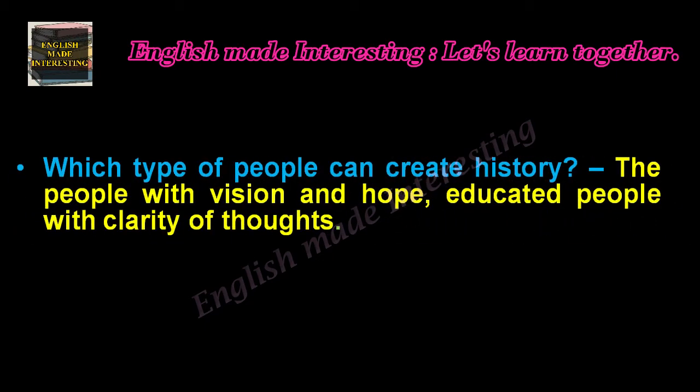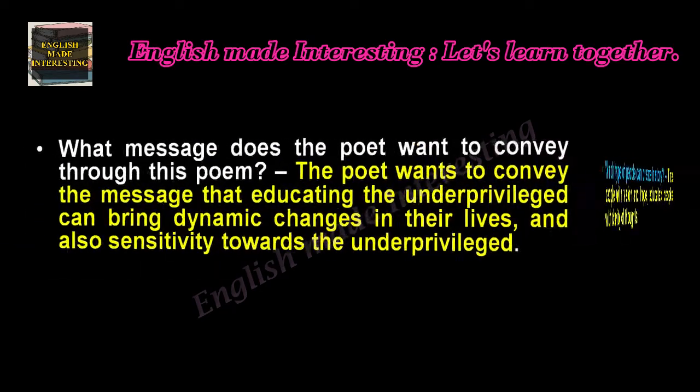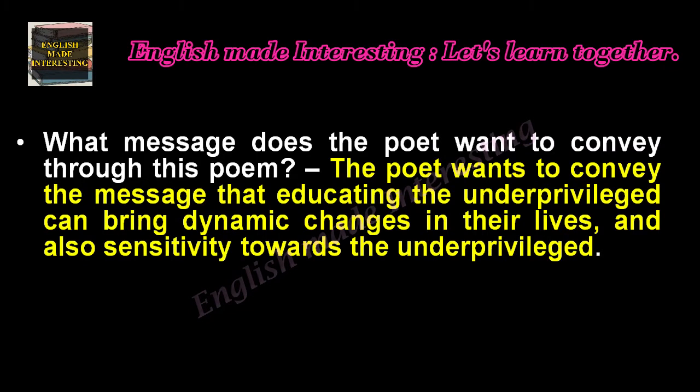Which type of people can create history? The people with vision and hope, educated people with clarity of thoughts are those who can create history. What message does the poet want to convey through this poem? The poet wants to convey the message that educating the underprivileged can bring dynamic changes in their lives and also sensitivity towards the underprivileged.